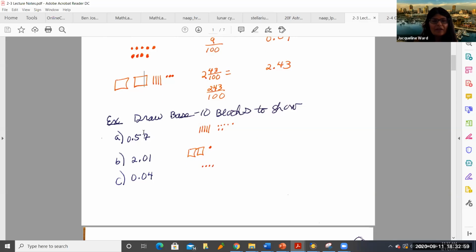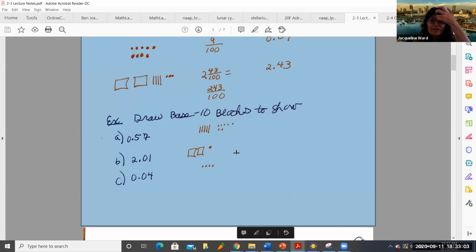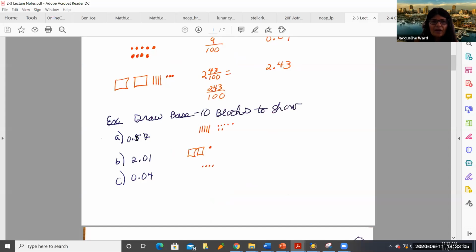And then going the other way, if you were given a number here in blue, how would you represent that using base 10 blocks? So we have like 5 dimes or 5 longs, and 7 pennies, or 7 of those units. And for like $2.01, you would have 2 flats, and you would have 1 penny for that 1 cent, or 1/100th. And 4 cents, or 4/100ths, you'd just have the 4 pennies there.